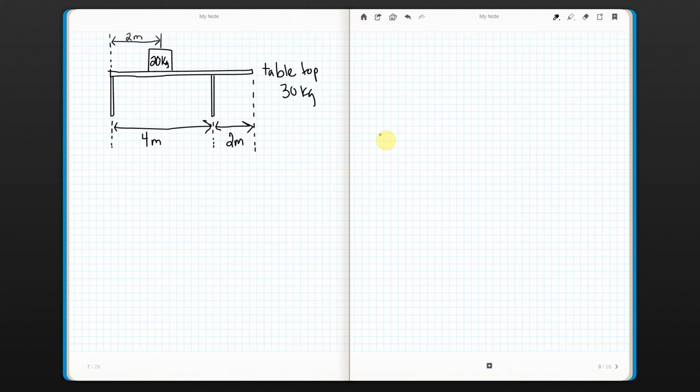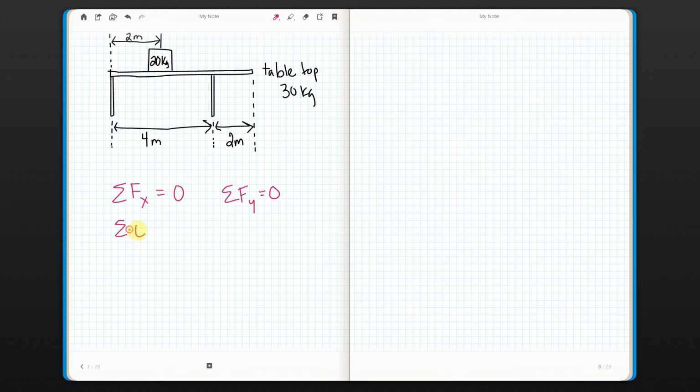Okay, this is a static equilibrium problem. That means that the net force is zero and the net torque is zero. In fact, I'm going to write those right over here. Very important. So net force is zero. I'm even going to split that up into net force in the x direction is zero, net force in the y direction is zero, and this is new, net torque is zero.